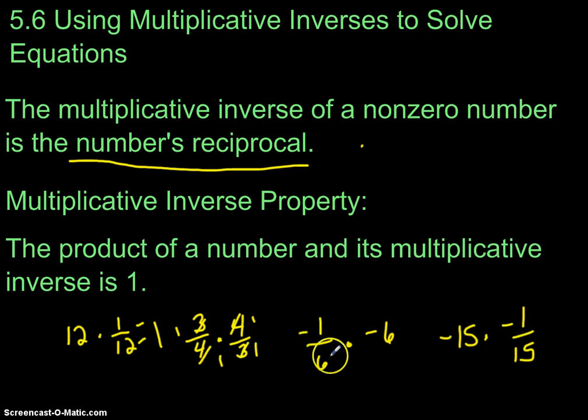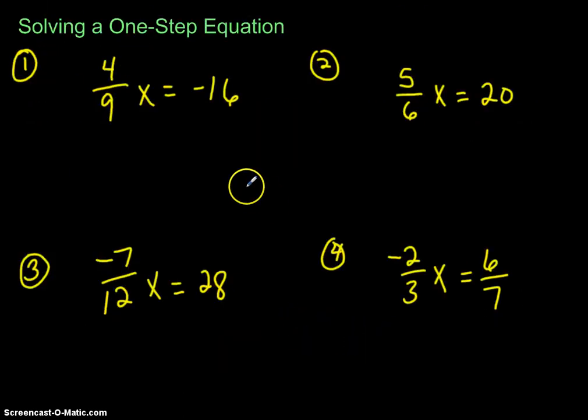So a number multiplied by its reciprocal, or multiplicative inverse, is equal to 1. And notice that both the number and the multiplicative inverse have the same sign. I don't change the sign when I do that. They keep the same sign. Next, let's look at a few one-step equations.